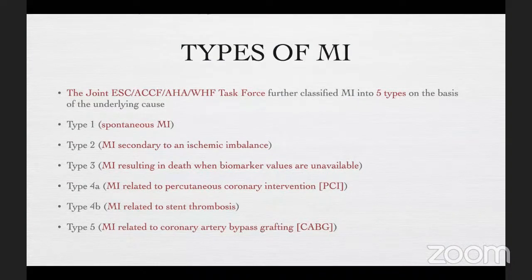Lastly, type 5, MI related to coronary artery bypass grafting, which is elevation of cardiac biomarkers more than 10 times the 99th percentile of the upper reference limit in patients with normal baseline cardiac troponin values. In addition, either a new pathologic Q wave or new bundle branch block, angiographically documented new graft or native coronary artery occlusion, or evidence of new loss of viable myocardium or new regional wall motion abnormalities by cardiac imaging is required.